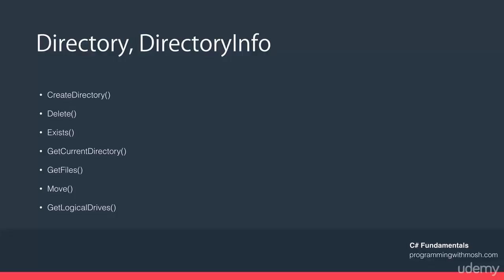And in that method, you can provide filters. For example, you can say, give me all files or files with a JPG extension. We also have Move and GetLogicalDrives, which returns the logical drives of your hard disk, like C drive, D drive, and so on.